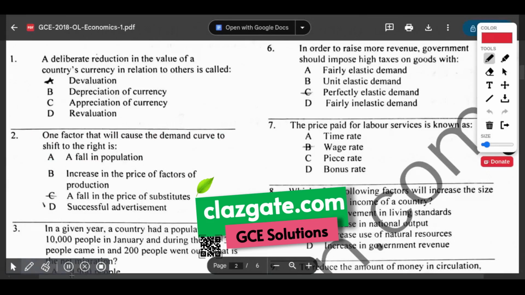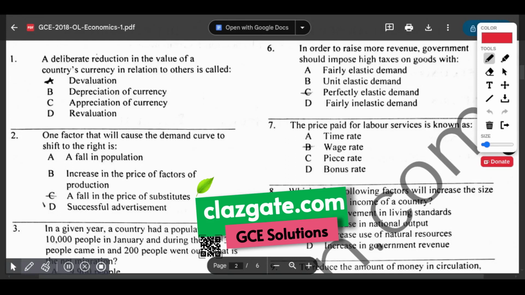In order to raise more revenue, a government should impose higher taxes on goods with A. Fairly elastic demand, B. Unit elastic demand, C. Perfectly elastic demand, D. Fairly inelastic demand. Okay, what should we impose taxes on if we want to raise revenue?